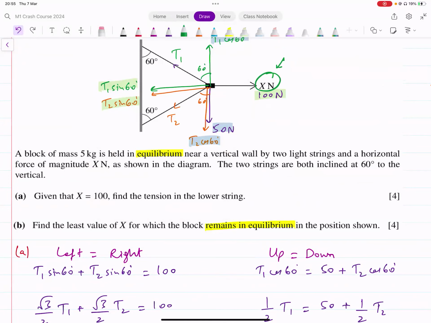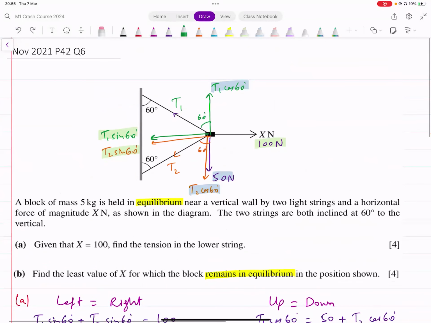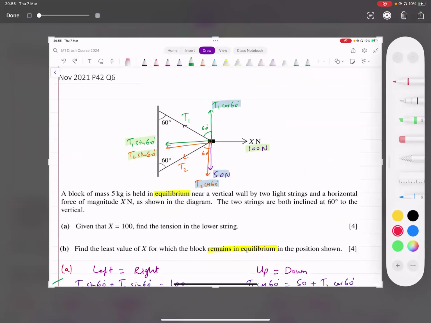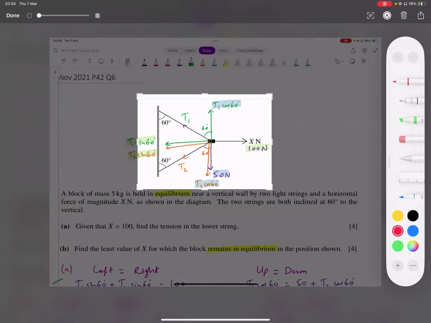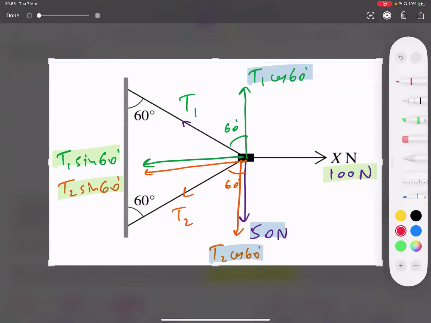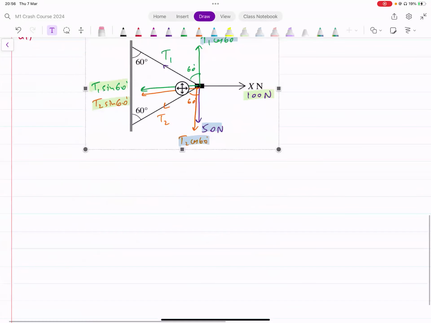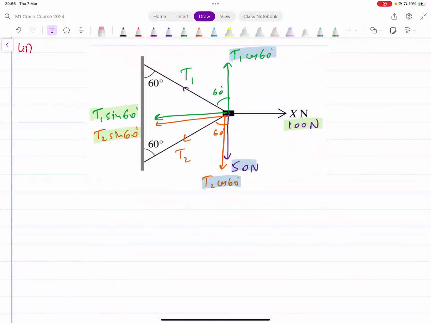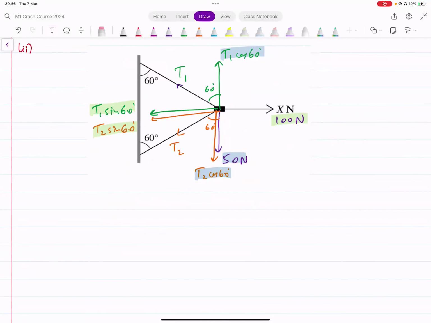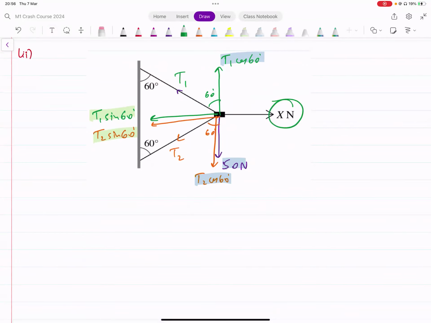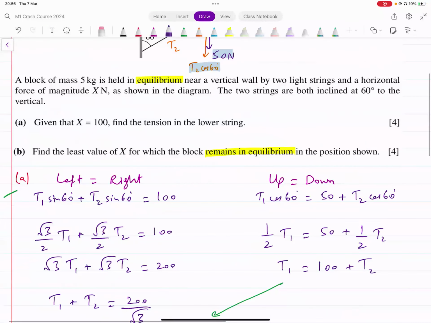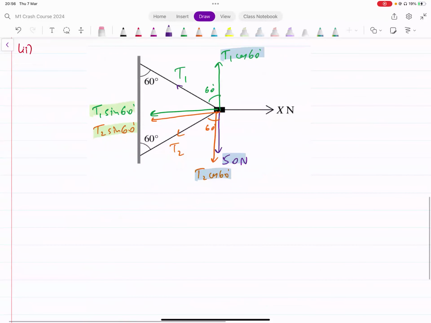Now think about it. Let me actually just copy this first, this diagram. So again, we've resolved all the forces already. And the second part now, the 100 Newton that they gave in the first part, that's no longer relevant, right? Because that was only for the first part. Now they're asking us to find the least possible value of X such that the block remains in equilibrium in this position.